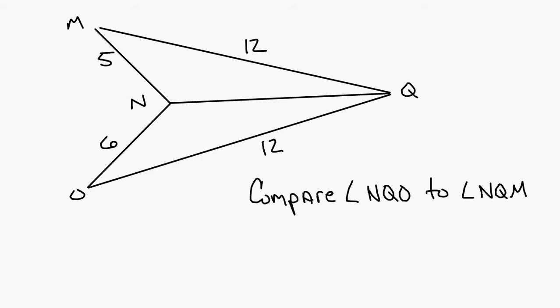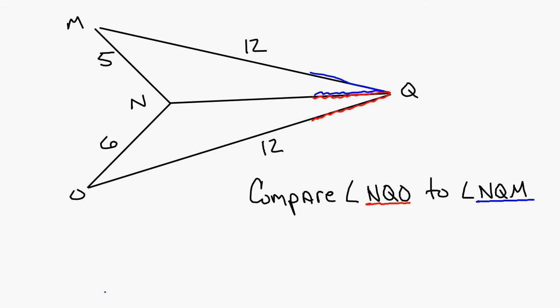Some of you have better eyes than others, but to me the easiest way to do this is if I got to compare NQO, I'm going to identify it. It's right here. NQO is this red angle. To NQM, which is the blue angle right above it. I'm comparing red to blue. Here's the blue one.